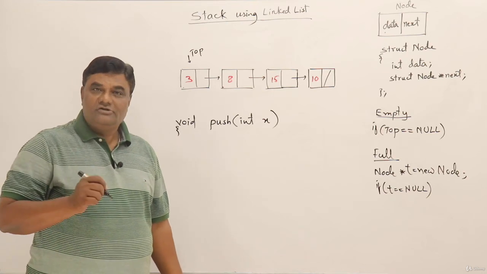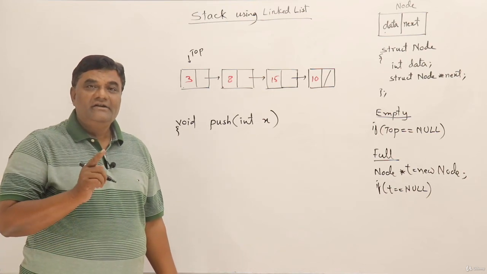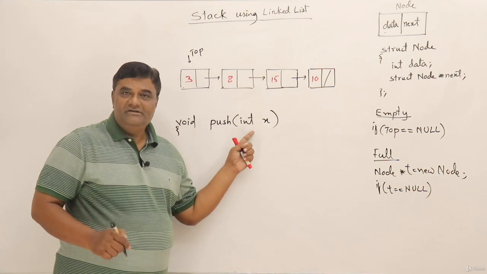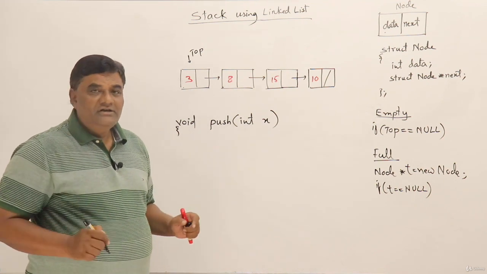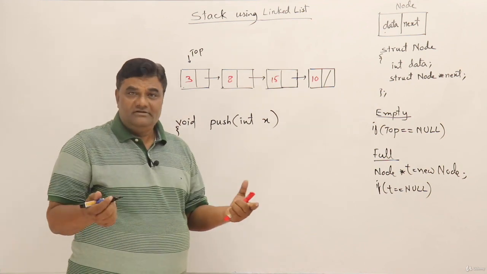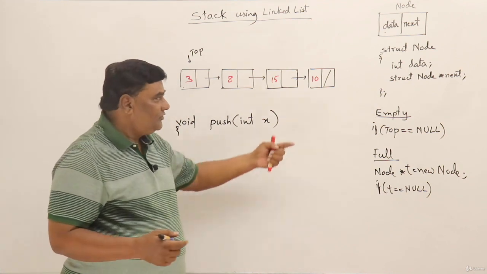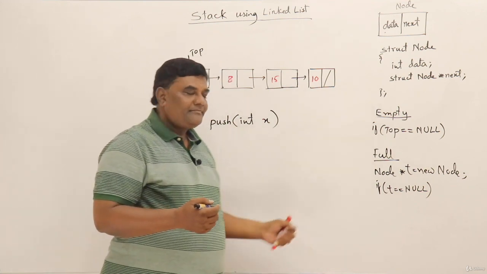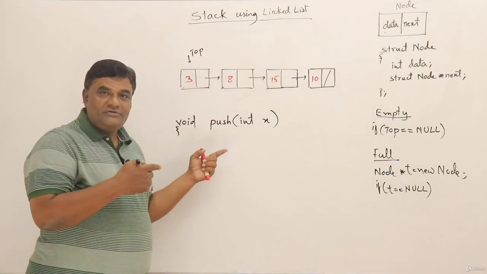Let us see the push operation, that is inserting an element in the stack. There's a push function which takes a parameter, the value to be pushed. The top pointer, assume that it is global. Top pointer is a pointer of type node, just like the first or head pointer of a linked list. Now what should we do in push?